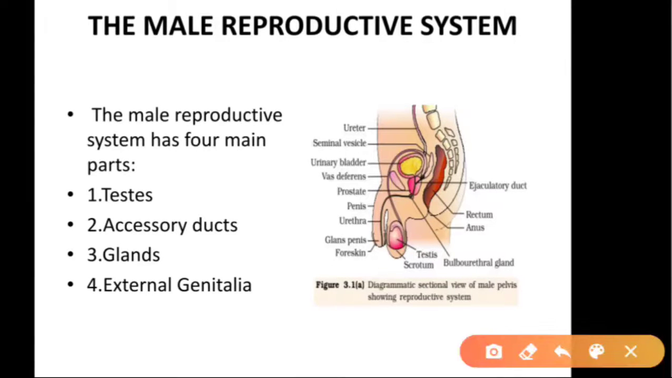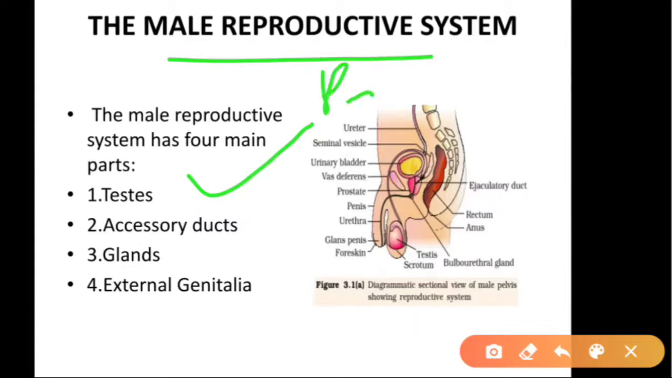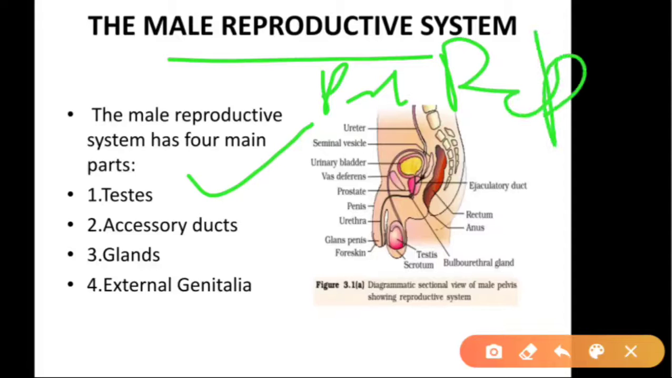Now we come to the human male reproductive system. The male reproductive system mainly contains one pair of testes. These testes are primary reproductive organs. Right? These are primary reproductive organs, and then accessory ducts and glands, and external genitalia. Here you see these are testes, one pair of testes.